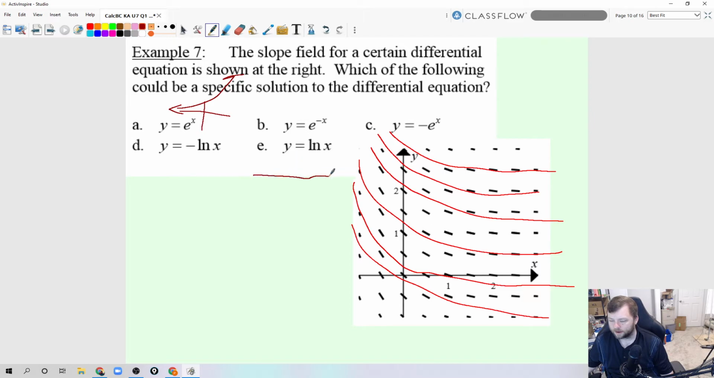And natural log of x. You might know what that function looks like. It kind of goes up like this. It's got an asymptote right here, right? Perfectly drawn lines. I love this. I'm doing this with a mouse.